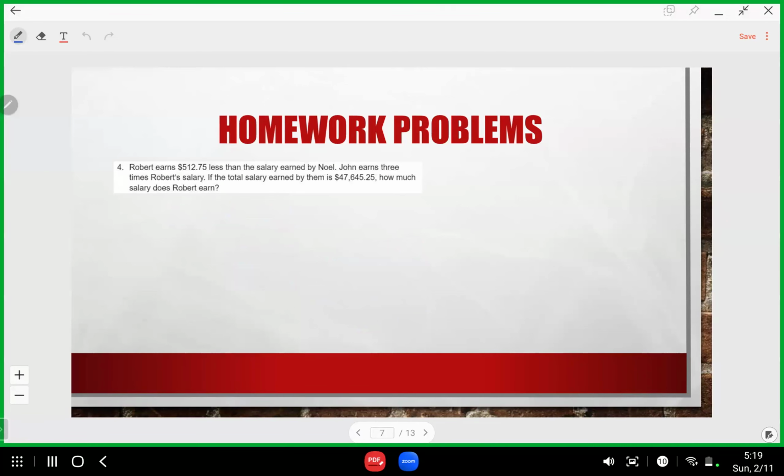So now let's go and see this fourth problem. Robert earns whatever less than the salary earned by Noel. John earns whatever. If the total salary earned by them is 47,000 something, how much salary does Robert earn? So again, you have to add them all up. Again, this is testing how you set up your variables, whether they're correct or not. I'm going to give you 1 minute to post your answers in the chat.